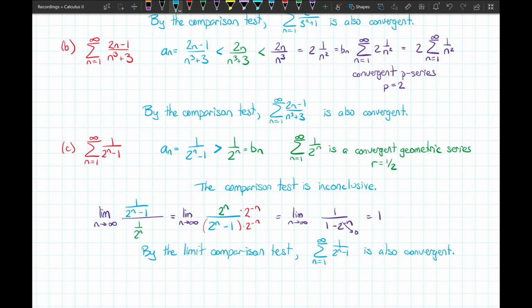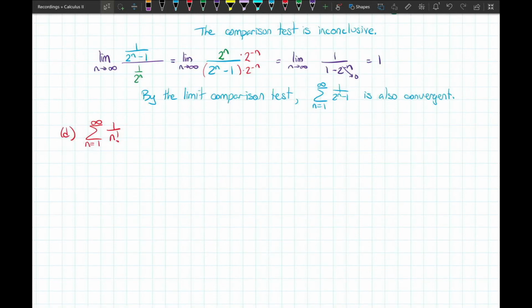Now, let's take a look at least at one more example of a series that involves kind of an expression that we might not obviously compare to either a geometric or a p-series. In series, we often see n factorials. Now, just a reminder, n factorial is simply an expression where we take n and multiply n by every consecutive positive integer less than n.